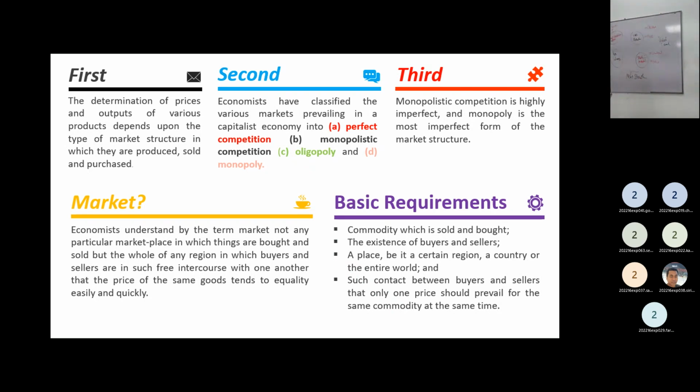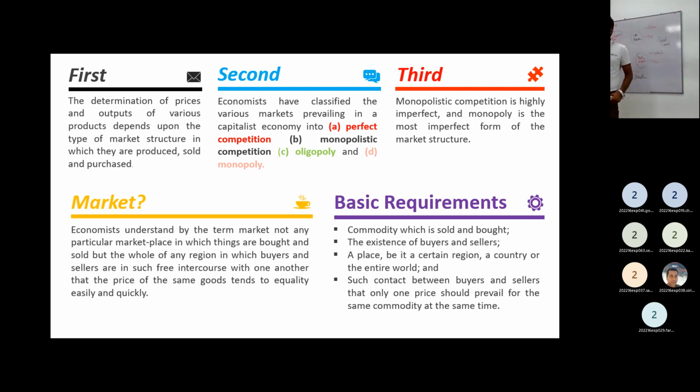So you need to have a product, you need to have sellers, and you need to have buyers. You have buyers and a place, right? It could be a region, country, or the entire world. Sometimes online transactions could also be there, but traditionally we know that a place must be there. Such contact between the buyers and sellers that only one price should prevail for the same commodity at the same time. So what is the other one?